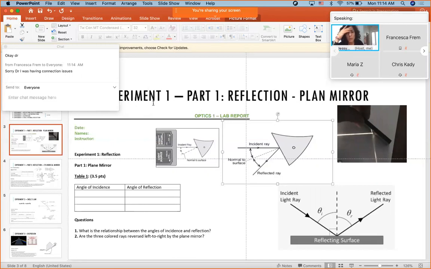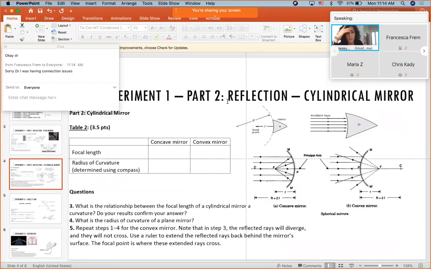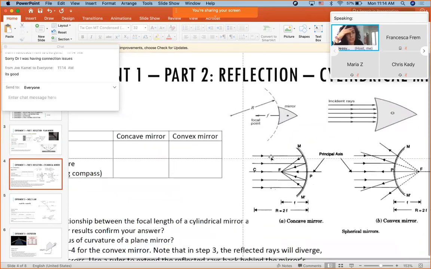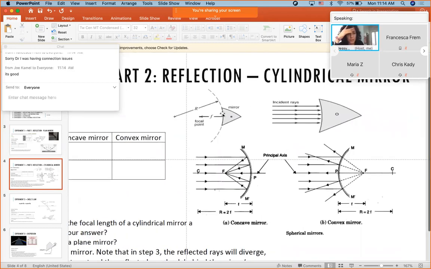So experiment 1, I'm still under experiment 1, but now I'm doing part 2, which is reflection due to cylindrical mirrors. Let me start by showing you what is a cylindrical mirror. This is a part of a circle. So if I show you a real picture of your circle, probably you can elongate the circle and find the radius of curvature. The radius of curvature, by definition, is the radius of the whole circle, part of which is the mirror. So the mirror is only part of the big circle. Here you have incident rays.